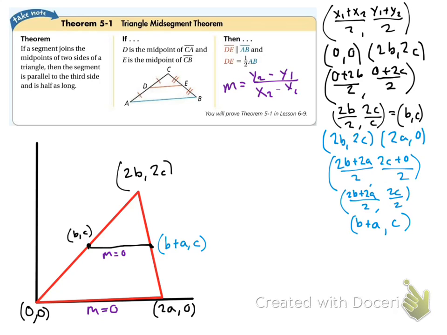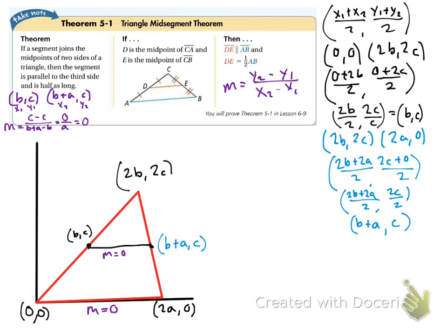So let's try the mid-segment one. So we've got the points (b, c) and (b plus a, c). So this is x1, y1, x2, y2. So m equals c minus c over b plus a minus b. c minus c is just 0. b plus a minus b is just going to be an a. 0 over anything is just 0.